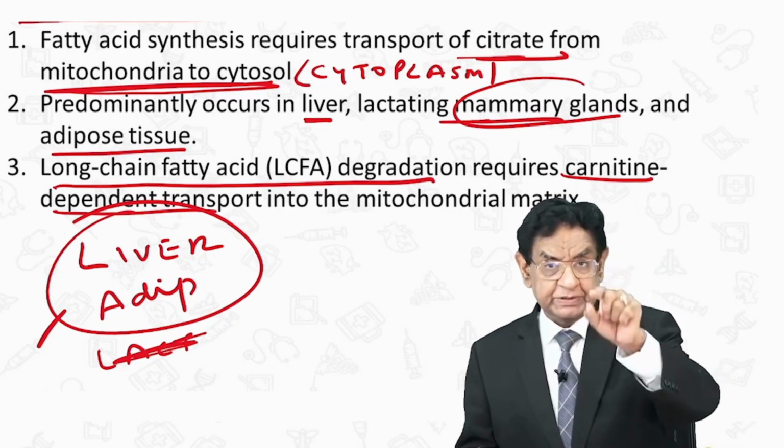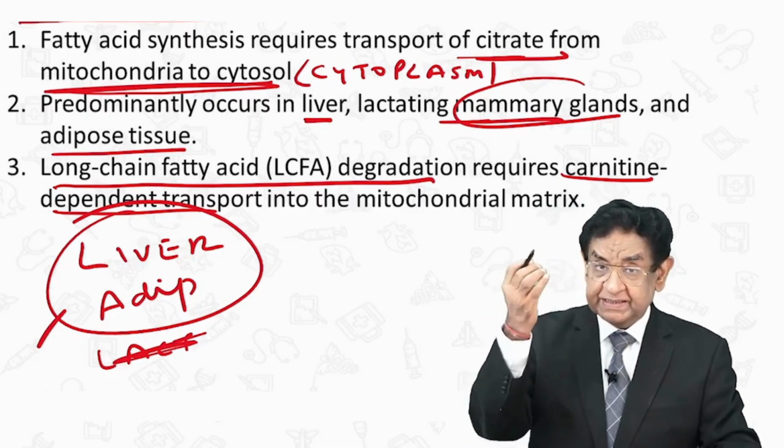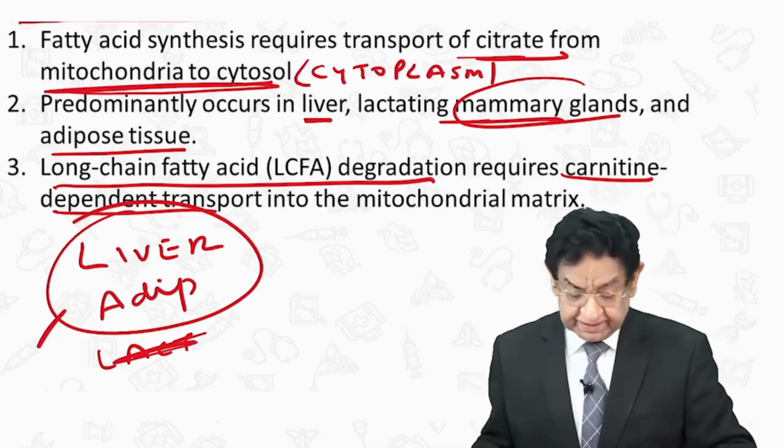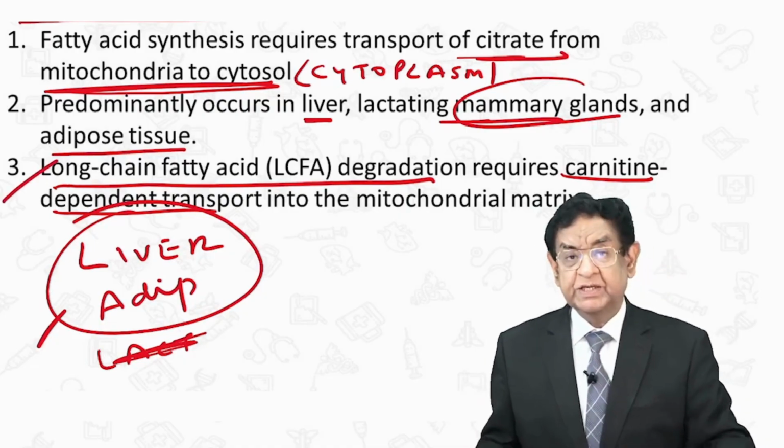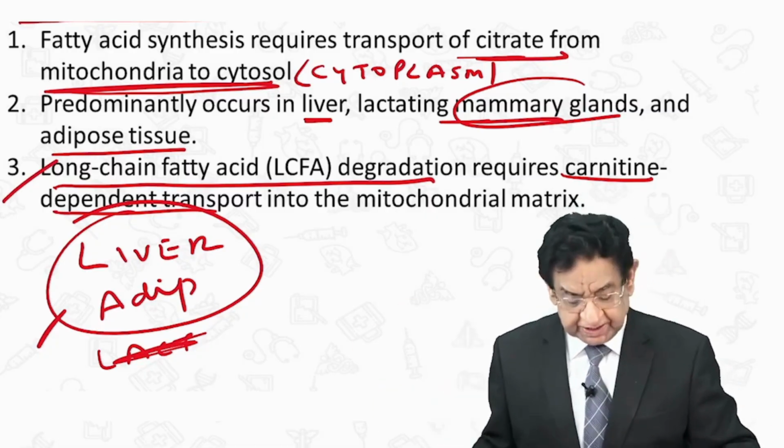The long chain fatty acids need carnitine shuttle. Remember, I told you about the carnitine shuttle, that is the in gate of mitochondria, for long chain fatty acids. So what about short chain and medium chain? That I'll be coming to in the coming slides.